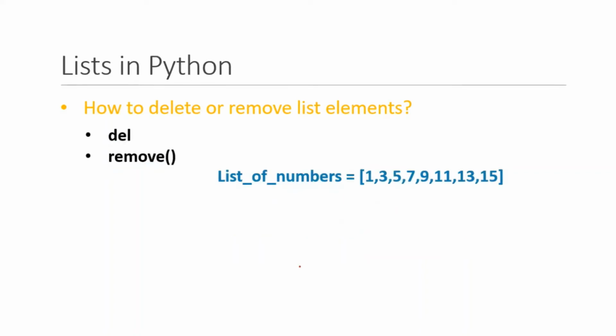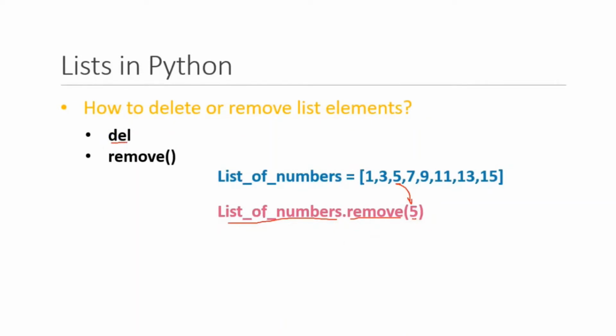For example, we can take this same list, and here I want to remove this 5 again. So I will use the remove function. I will write list_of_numbers, which is the name of my list, then dot, then remove, and in this remove function I will pass this value. Here I have not written the index, I have just passed the value of the element. So remember that whenever we use remove, we have to write the value of the element, and when we use del, we write the index of the element.